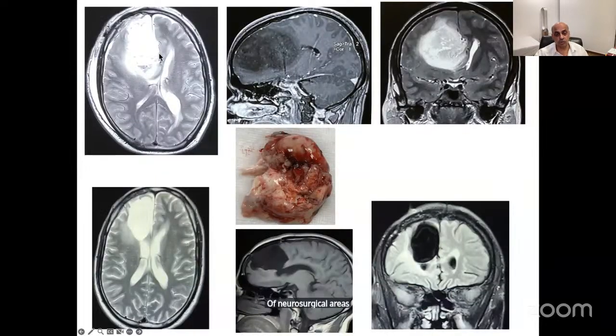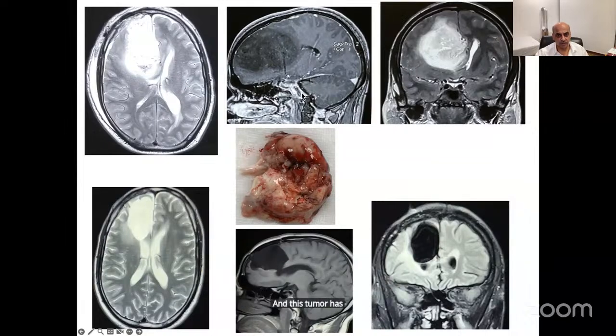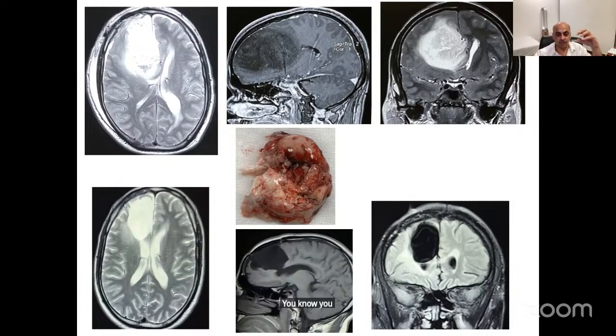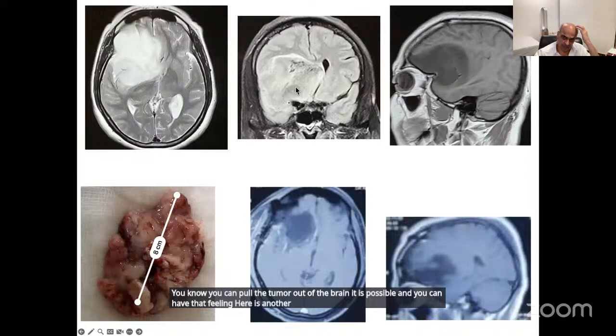Now, this is a huge tumor. I will say I don't need any kind of monitoring for this person. And this tumor has been removed. Even this huge tumor can be removed by consistency. And if you realize, if you go more into this subject, you hold the tumor in one hand, it is almost like you can pull the tumor out of the brain. It is possible, and you can have that feeling. Here is another tumor, which is relatively complex area. Majority of the tumor has been removed en masse, and you can see this post-operative situation.